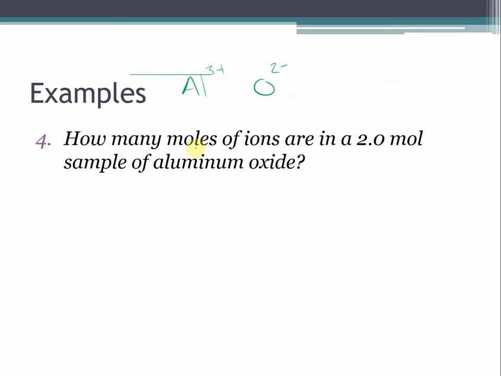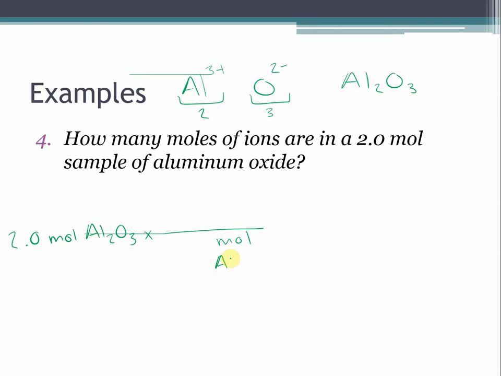So to make these cancel out, we are going to need 2 of the aluminums, and we're going to need 3 of the oxygens. So that means that our formula is Al2O3. Now that we know this, we can go ahead and set up our problem. Start with what you know. We are given 2.0 moles of aluminum oxide, Al2O3, times a fraction. What goes up must come down.